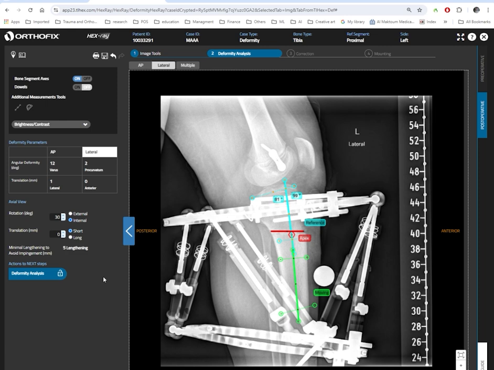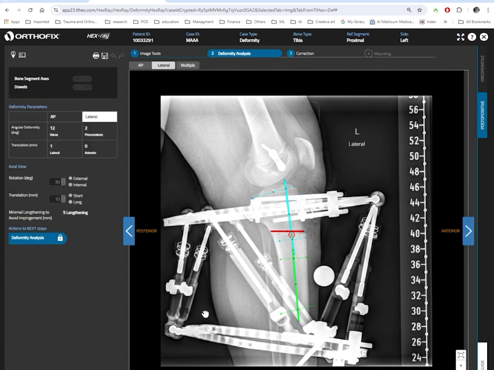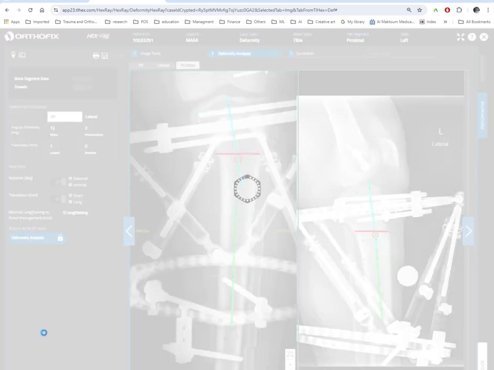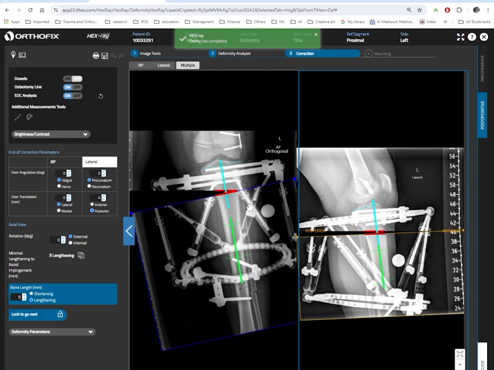Then we remove the AT plate from the other side. We obturate the growth plate at that time. So for 1 year, we need to lengthen 1 centimeter. So we tell the software that he's 10 millimeters short, and we lock it there. And if we look at our deformity analysis, this is completed now. We will move to the next part, and this will show us how it looks after the correction.